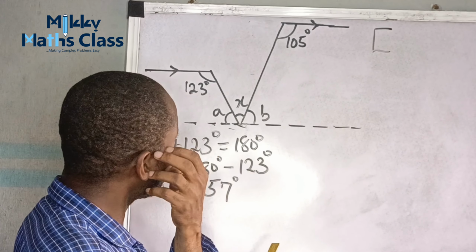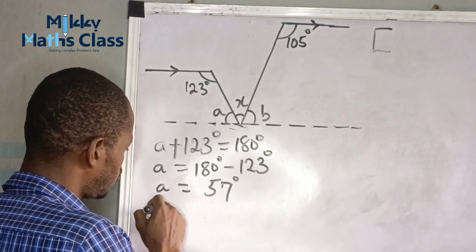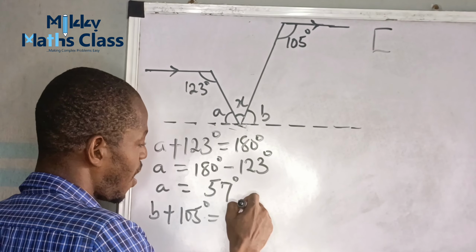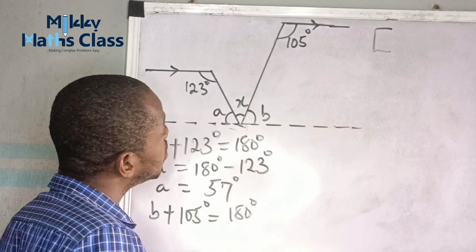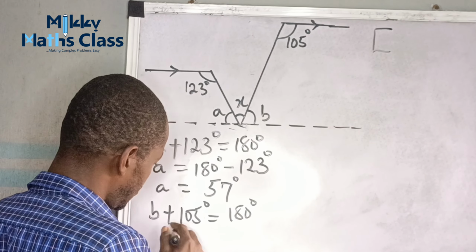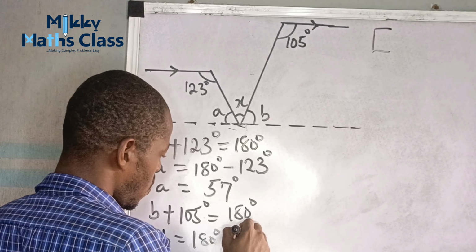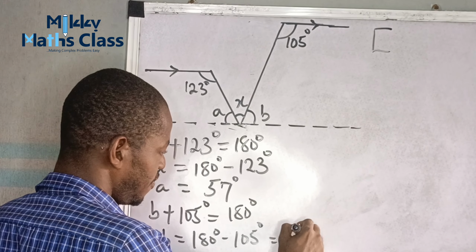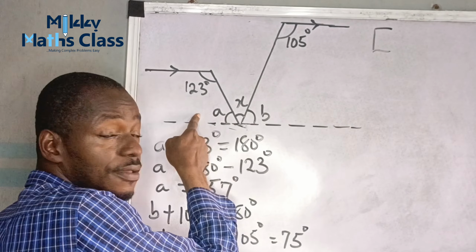Now let's look for our B. So our B plus 105 degrees is also 180 degrees. Why? Because B and angle 105 are co-interior angles. So our B will be equal to 180 degrees minus 105 degrees. So this is 75 degrees. So now we have found B and A.